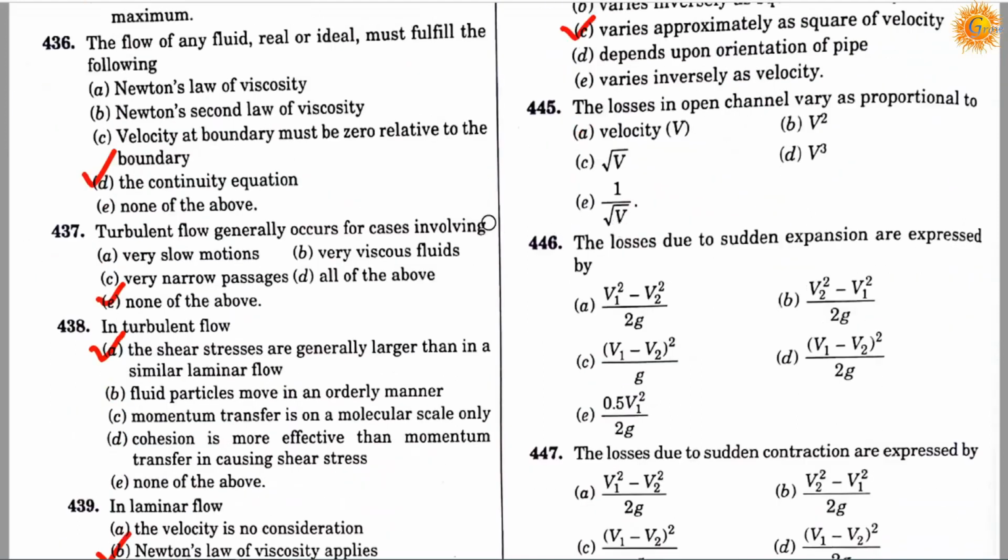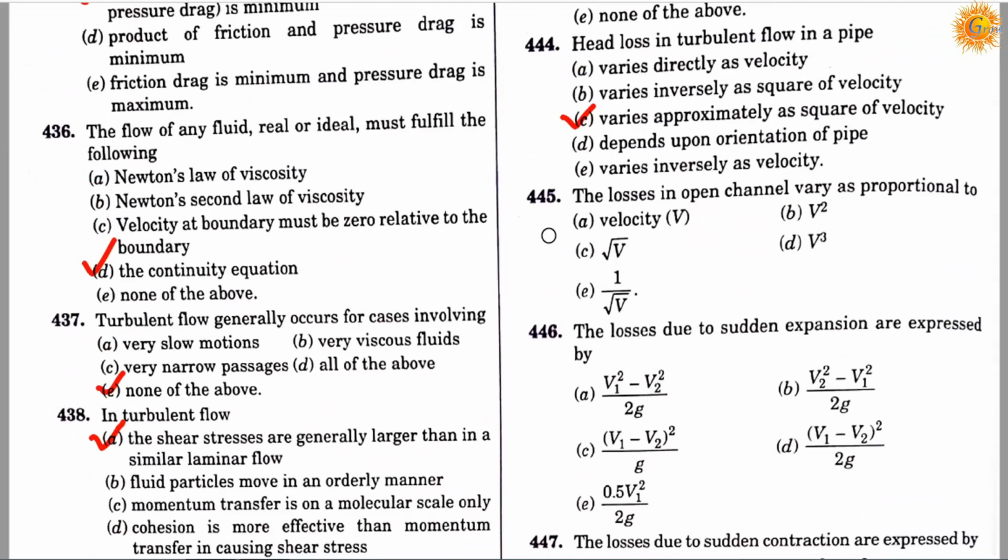Question number 445. The losses in open channel vary as proportional to option A, velocity v, option B, v square, option C, under root of v, option D, v cube, option E is 1 upon under root v. So correct answer is B, it varies proportional to v square.